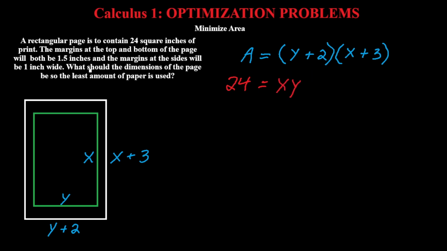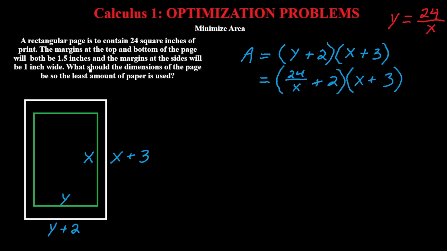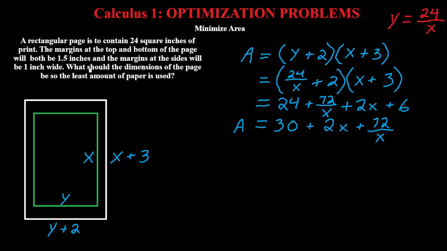Solving the secondary equation so I can get it in terms of Y for the substitution, I'll divide both sides by X. So simplified, we just have Y equals 24 over X, and I'll just put this up in the corner. I'm now going to substitute this 24 over X in place of this Y here before I do the distribution. Multiplying the first terms, 24 over X times X, I get 24, and then 24 over X times 3, and then 2 times X and 2 times 3. And rearranging and combining like terms, I get area equals 30 plus 2x plus 72 over x.